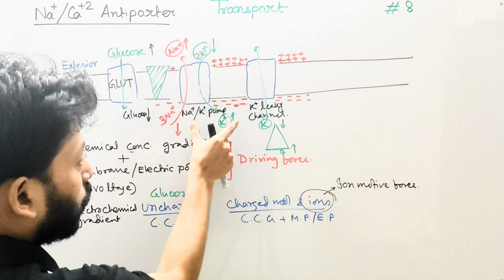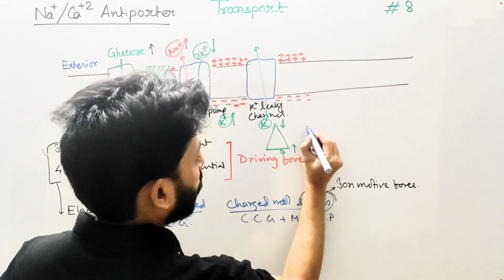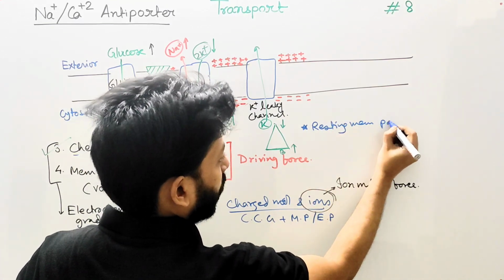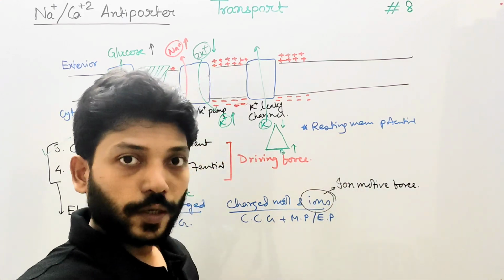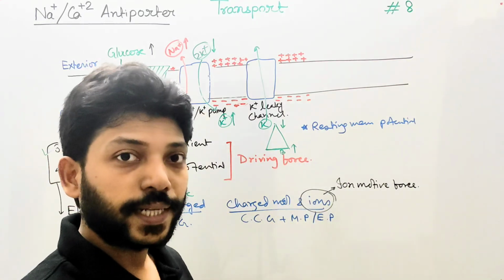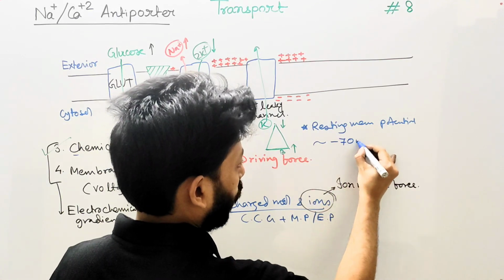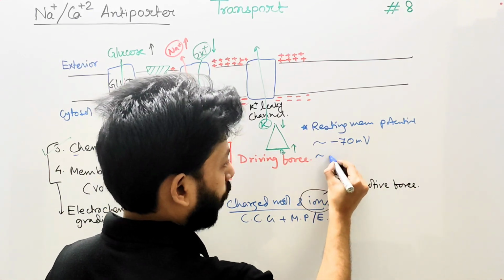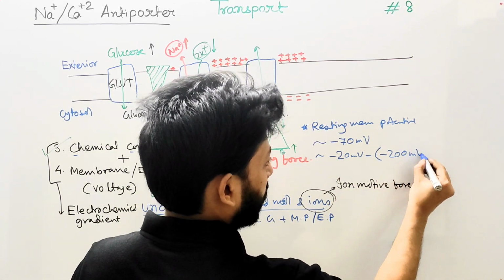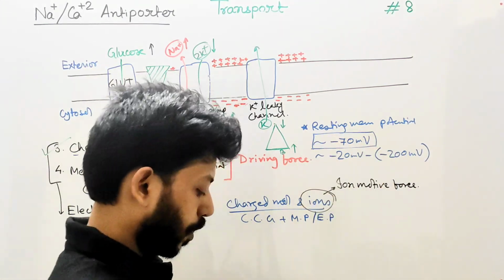See, these two transporters make one potential. We call it the resting membrane potential. This is not only for electrically excitable cells like nerves and muscles. All animal cells have the resting membrane potential, and the value is generally minus 70 millivolt, but the value can vary from minus 20 millivolt to minus 200 millivolt, and that depends on the cells and the organisms. Generally, the value is minus 70 millivolt. This is the resting membrane potential.